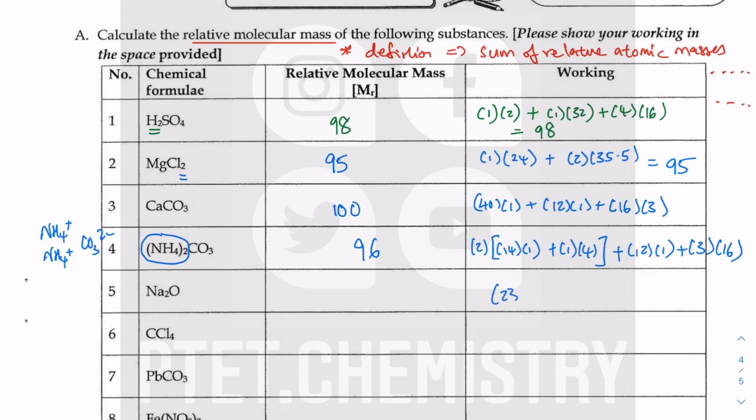For the next one, I have 23 for 1 sodium, but I have 2 sodium, and I have 16 for 1 oxygen, so 16 times 1. So I get 62 there.